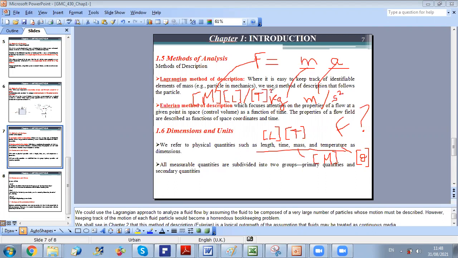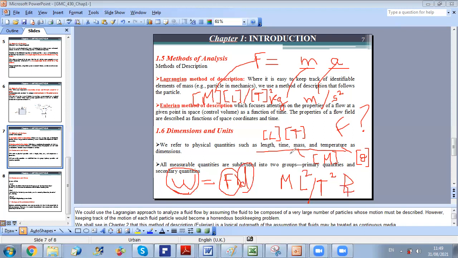In this case we say that the primary quantities are length, time, mass, and temperature, and the secondary quantities in this system are any other variables that we can express as a function of the others. For example, in dynamics, work is equal to the force times the distance. To express the dimension of work in this system of units, you replace the force F by ML over T square, and since you are multiplying by distance, which has a dimension of length, it's times L. So the dimension of work is ML square over T square.